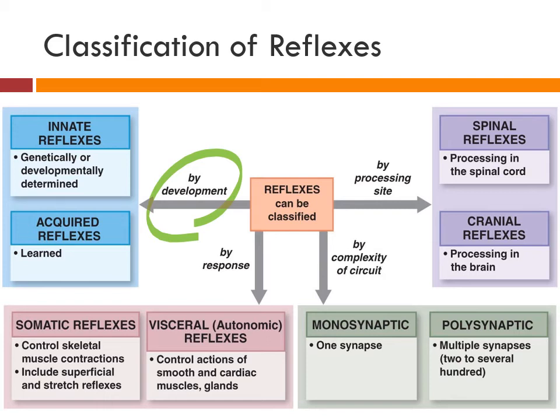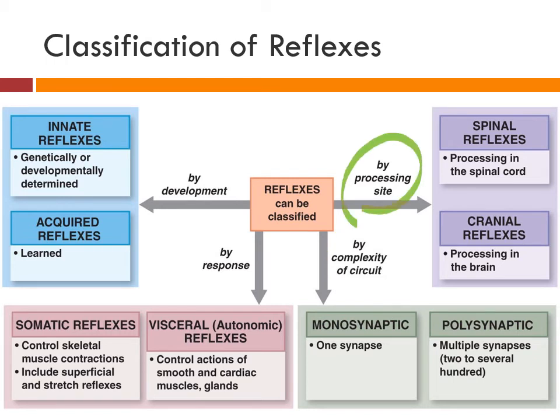We can also classify reflexes by response. A somatic reflex is a control of skeletal muscle contraction. And a visceral reflex is a control of smooth muscle, cardiac muscle, or glandular tissue. We can classify by the complexity of the circuit, so how many neurons are involved. Monosynaptic is one synapse involving 2 neurons. Polysynaptic is several neurons, up to several hundred neurons, involving multiple synapses.